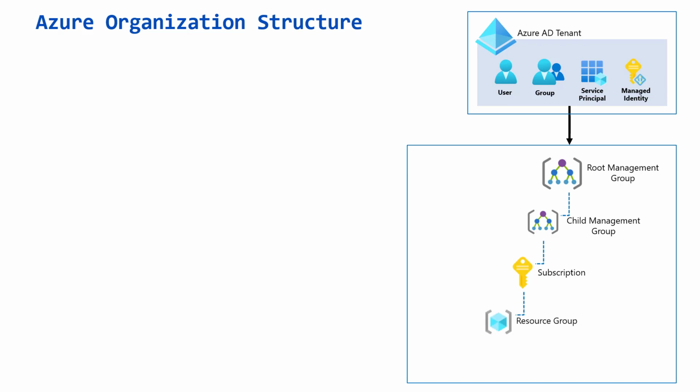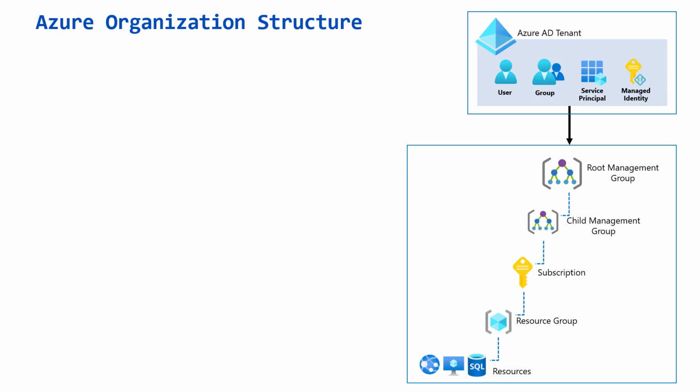Under the subscription, we have our resource groups, which are logical containers that we can use to group Azure resources together so we can manage them together. So if you have resources that share a similar life cycle in your Azure environment, you can group them together under the resource group. And then you have the actual resources, which are the instances of the services that we're actually deploying and running in Azure. So this is sort of what the Azure organization structure looks like.